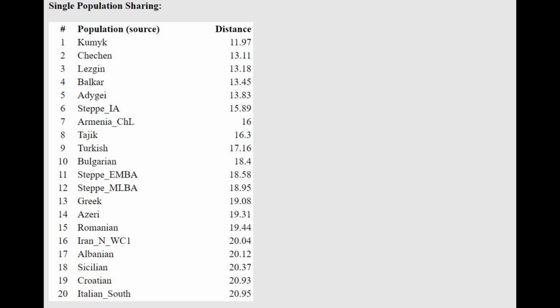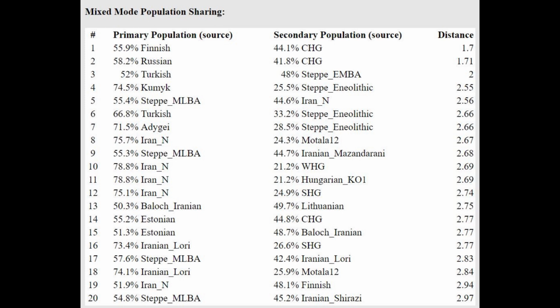But with the Oracle, she's getting modeled as closest to Kumyks and Chechens, which are people in the Caucasus, and she's getting modeled as a mixture of either Finnish plus CHG, which is kind of interesting, because Finnish actually have a little bit of CHG ancestry too, or like Adyghe plus Steppe Neolithic, which I think is more representative of what she actually is. So she's very shifted towards the Caucasus relative to Yamnaya people.